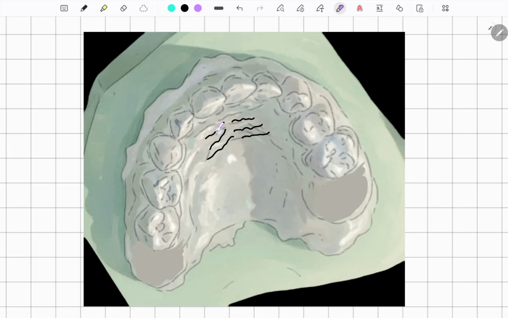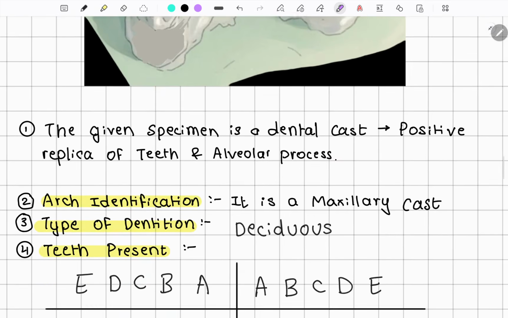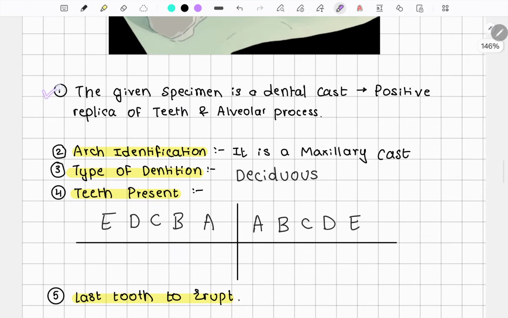So in this cast there are rugae present, so we can say that it is a maxillary cast. And as there are only 5 teeth present in each quadrant, we can say that it is a completely deciduous cast. So let's see what we can write. The first point will remain the same in each cast identification. Second point, arch identification, it is a maxillary cast. Third point, type of dentition, it is a deciduous dentition. Fourth point, teeth present.